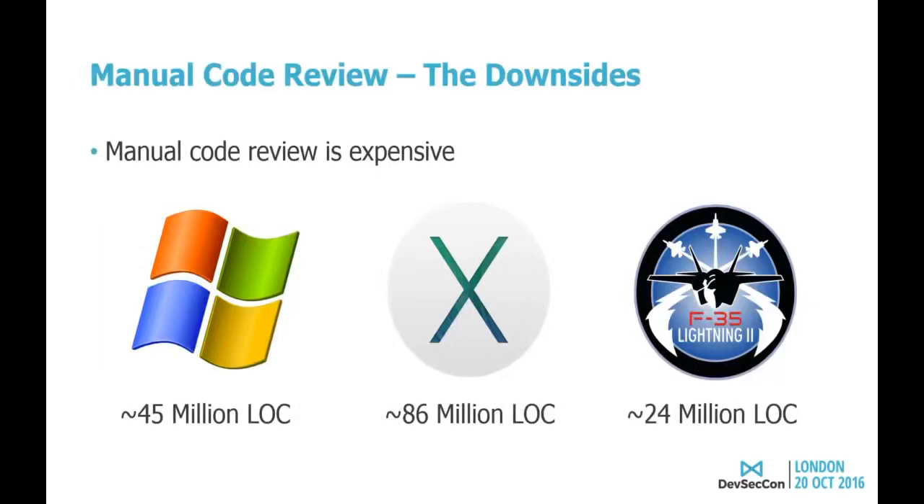I pulled some numbers on the sort of sizes of some of the more famous code bases these days. 86 million lines of code for Mac OS X was one of the bigger, but even the new Joint Strike Fighter's got about 24, 25 million lines. There's an awful lot there to try and analyze in a manual fashion.